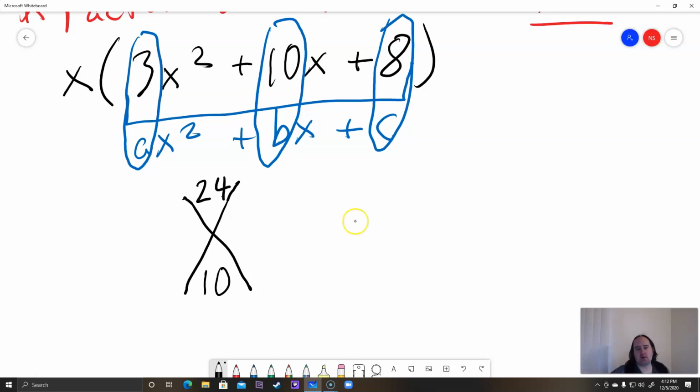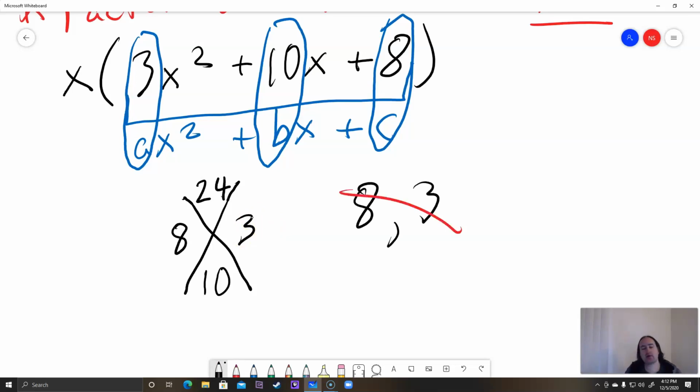Okay, and we want two numbers that multiply to 24 and then add to 10. So when I think of 24, the first two numbers I think of for multiplying are going to be 8 and 3. So 8 times 3 is 24, but 8 plus 3 is actually 11. So 8 and 3 don't work, so I'll cross those out.